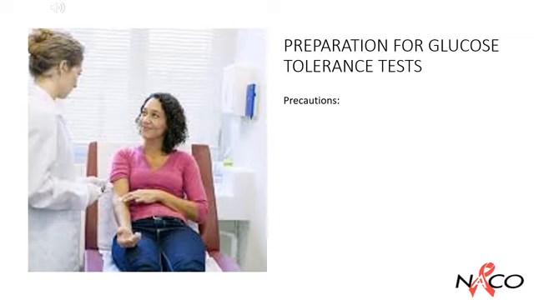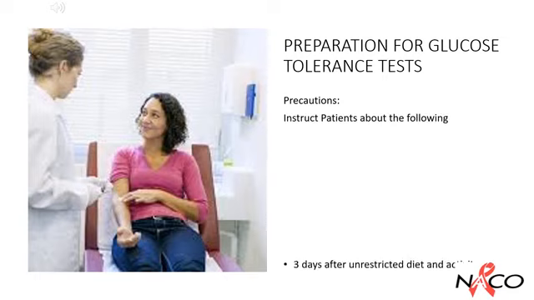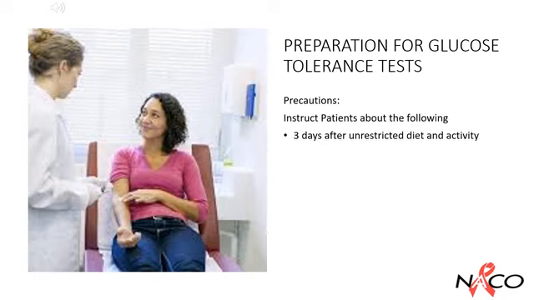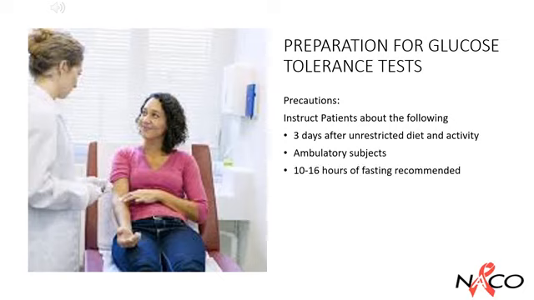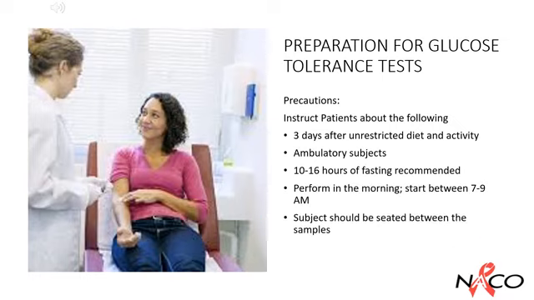Preparation for glucose tolerance test or GTT. Perform GTT in the morning after 3 days of unrestricted diet and activity. Perform only in ambulatory subjects. 10 to 16 hours of fasting is recommended. The test should begin between 7 to 9 am. The subject should be seated in between sample collection, and smoking is to be avoided in between sample collection.